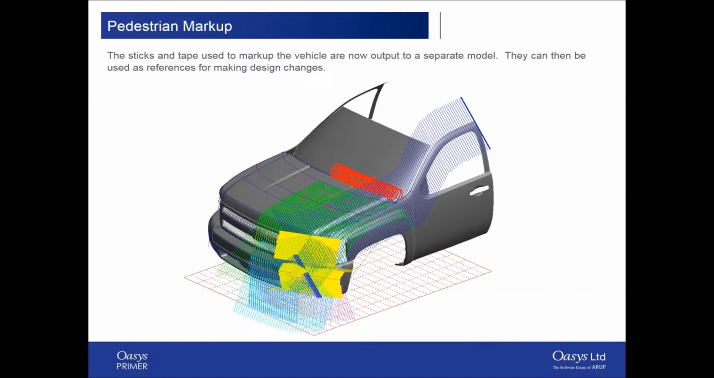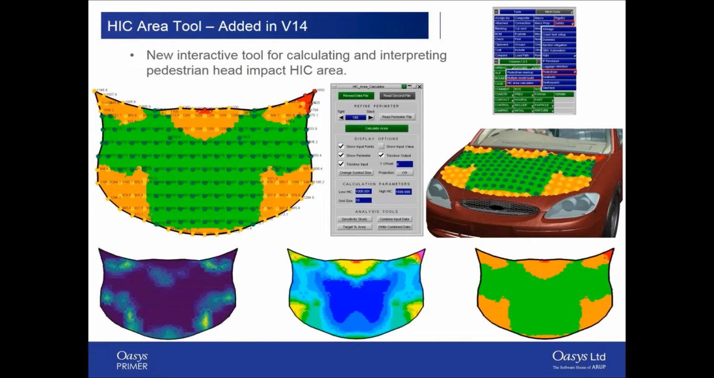Now, this was something that we added into version 14, so I talked about this last year. And this is a HIC area tool. So what happens here is you read in a CSV file of data, so it's XYZ coordinates and HIC value, and Primer will give you a contour plot of HIC values. So you get something that looks like this, and it will calculate the area. So it will calculate for this outer boundary, this whole area, what the green area is, for example.